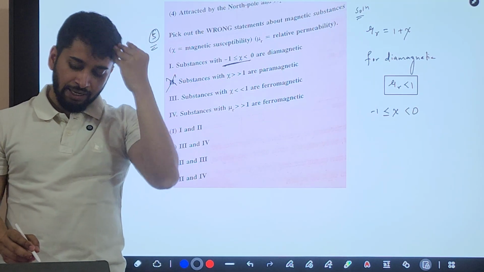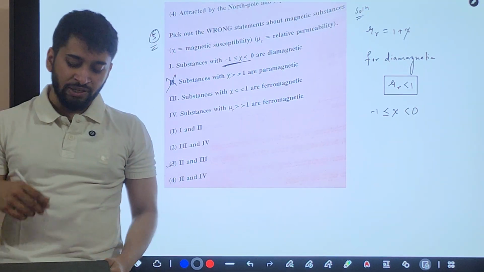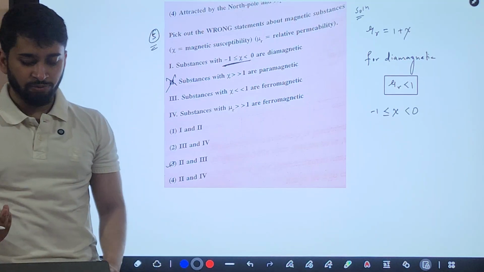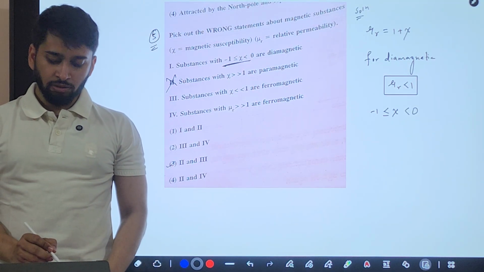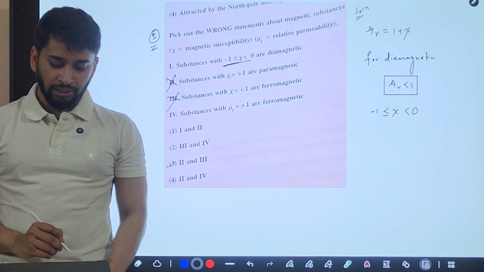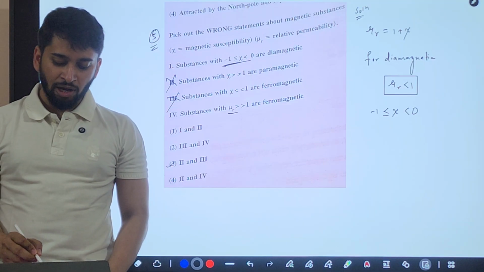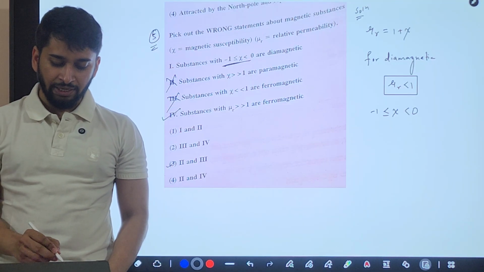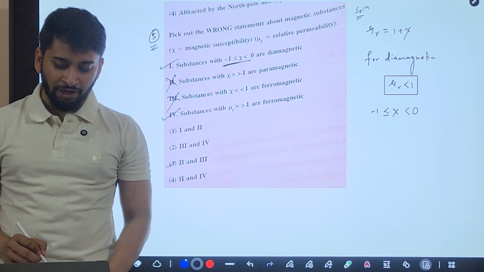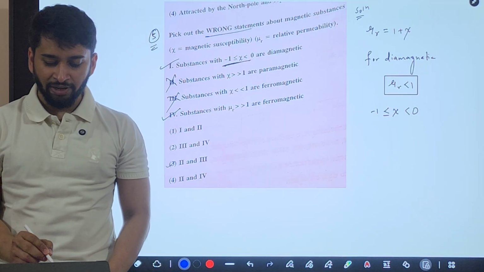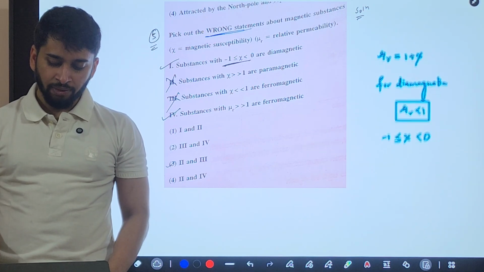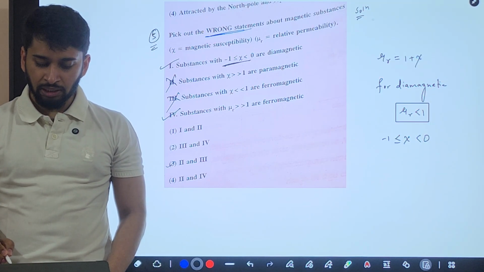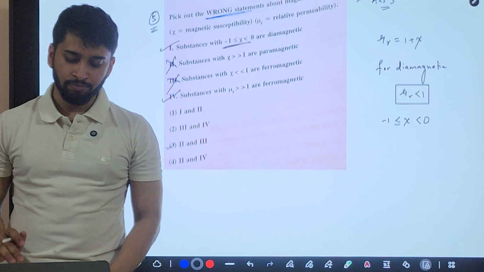Substance with x much less than 1 are for ferromagnetic. It will be much greater than 1. Okay, for a ferromagnetic substance it will be much greater than 1. So this is also incorrect. Substance with mu r much greater than 1 are ferromagnetic. This is correct. So here we need to identify the wrong statement, so the answer will be option 3.